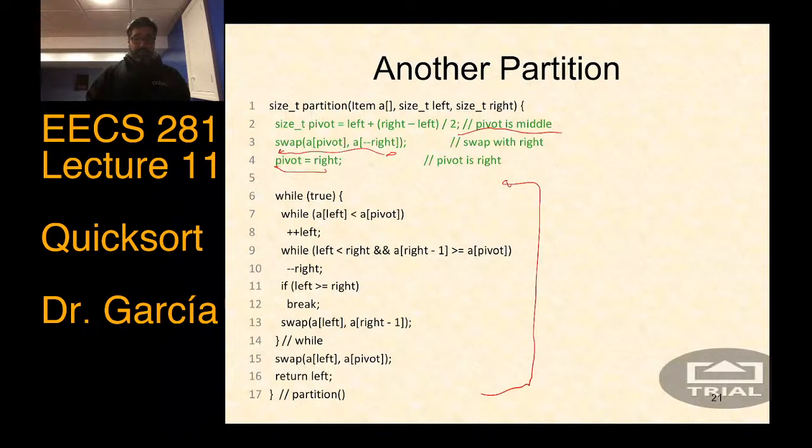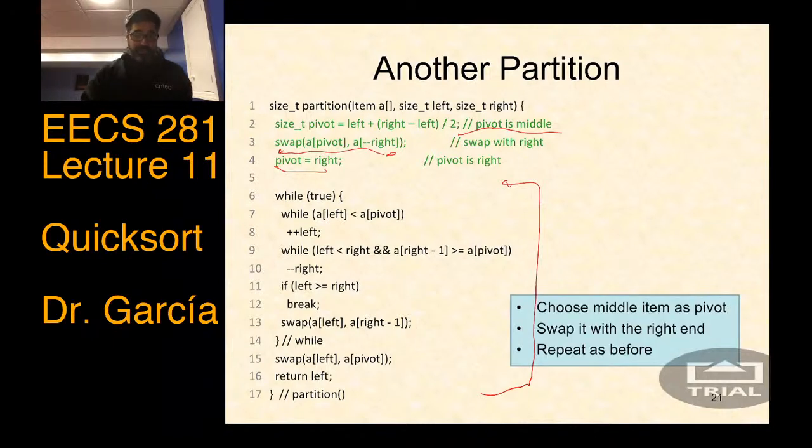All right, so this is what we're doing here. Choose the middle item as pivot, swap it with the rightmost element, and then repeat as before. So this is line 2. This one is line 3 to 4, and then the rest is line 6 through 16.